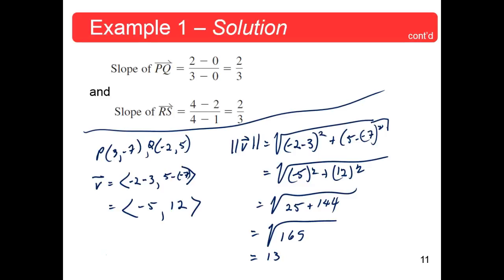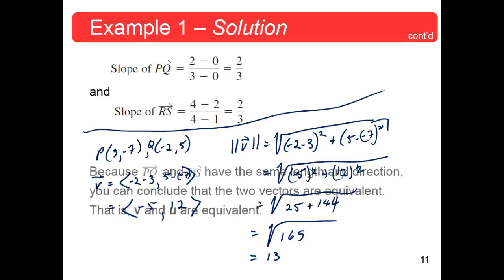Okay? Makes sense? And actually, since you had already done this, you could have written the magnitude as just the square root of v sub 1 squared plus v sub 2 squared. So, good deal. That was example 2. Now we're ready for vector operations.